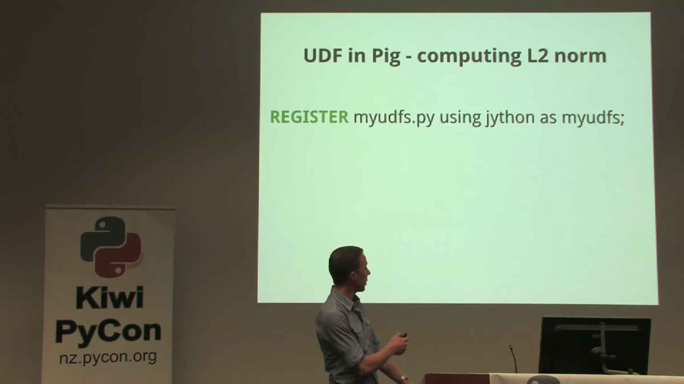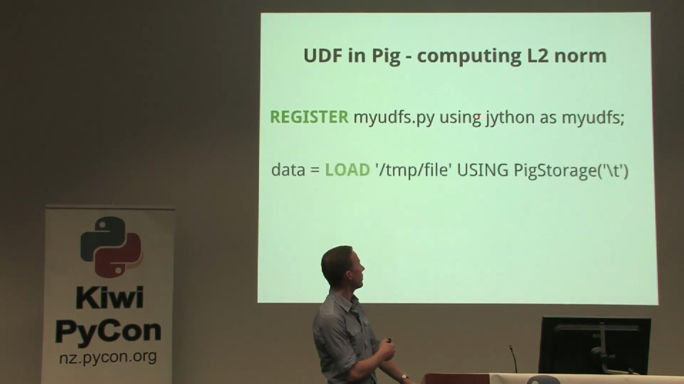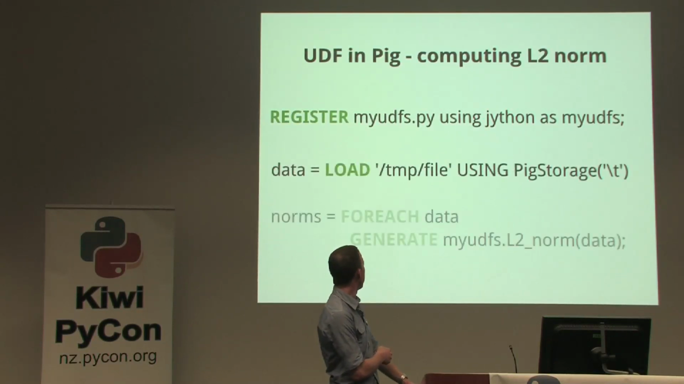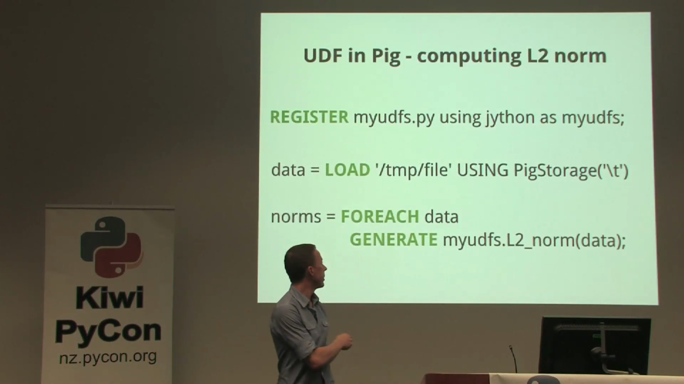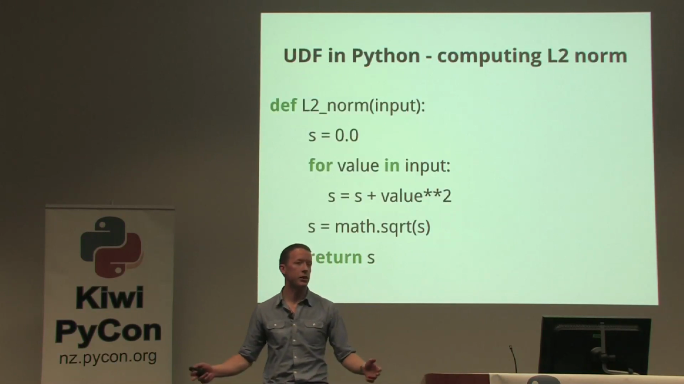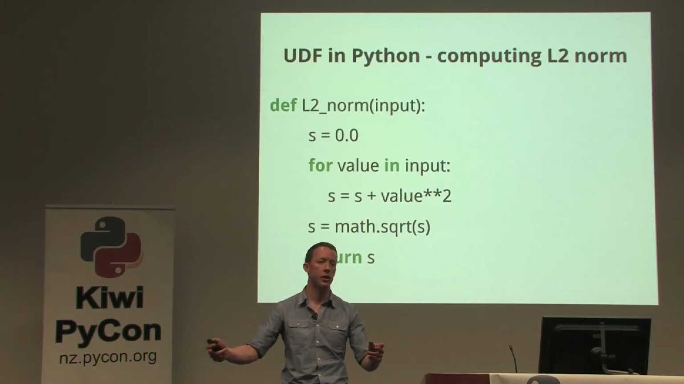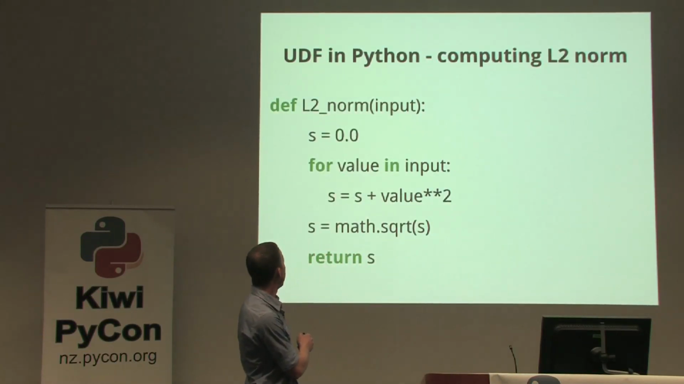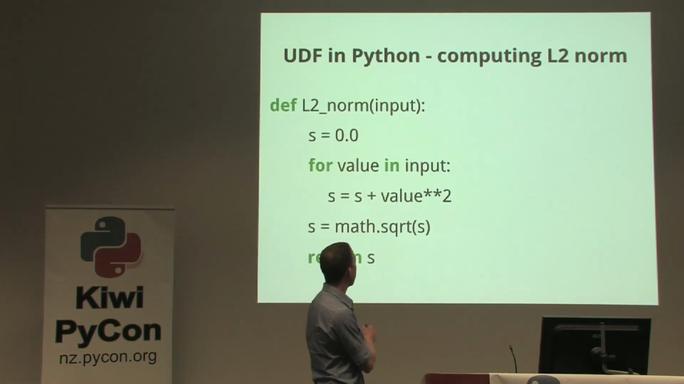You can register the Python program using Jython, because this is all Java, load some data. For each line in the data, do something to it with Python. For instance, this is calculating the vector norm of a list of numbers in a comma separated file. Initial sum is 0, square all the values, add them up, take the square root, return the value for that line.